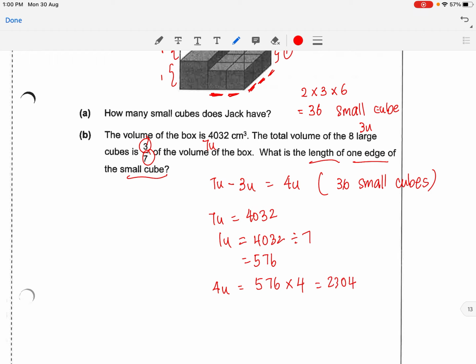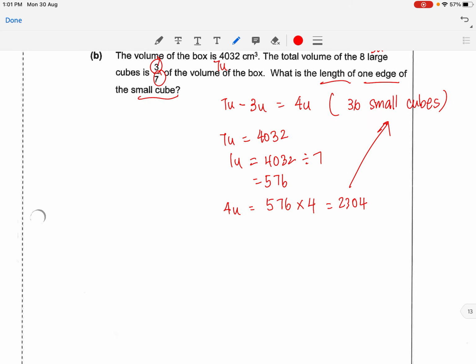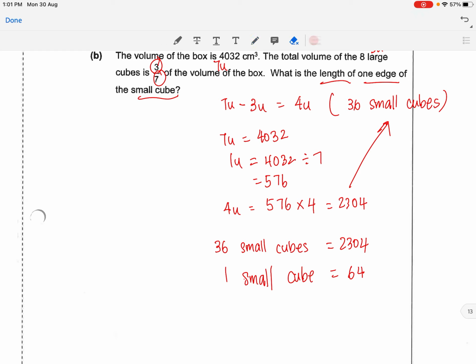This 2304 refers to these 36 small cubes. I'll need to find 1 small cube. So 36 small cubes equals 2304. To find 1 small cube, I will divide by 36 and I'll get this number, 64. Okay, I will write the equation first. I would have 2304 divided by 36.